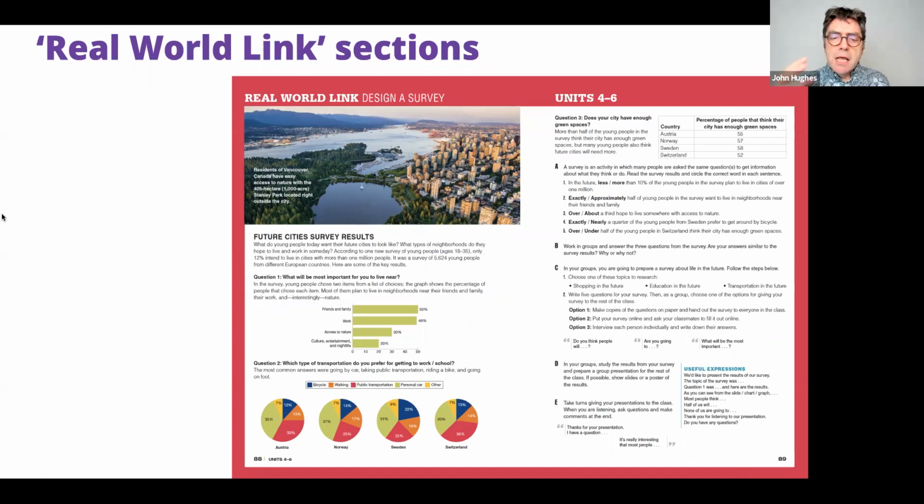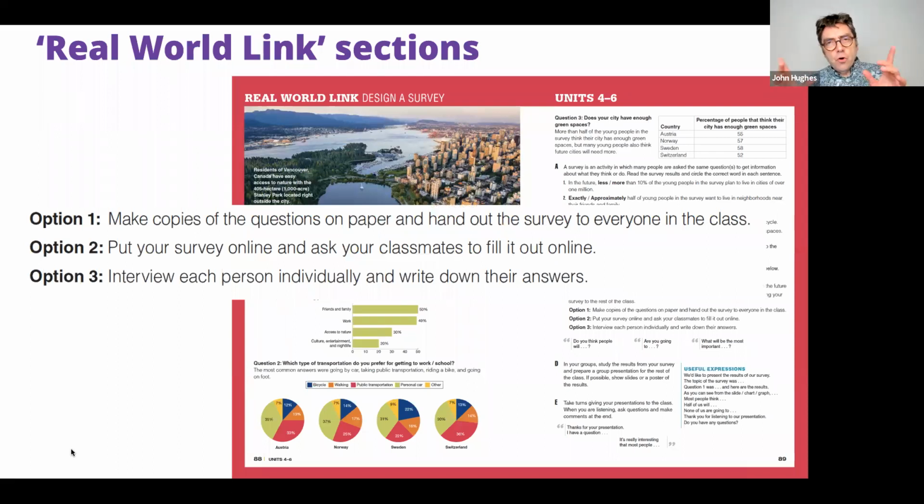Students look at the result, and a lot of the language in this text about future cities was presented in the previous 3 units. So it's recycling, it's revising. And then, of course, it makes sense that students have a go at creating their own survey. But rather than normally in course books, we give them one instruction and say, go off and write a survey. What we've done with the real world link section is give students 3 choices. So on this spread, for example, the first option is they can make copies of the question. So they write a survey, they write the survey onto paper and hand out the survey to everyone in class.